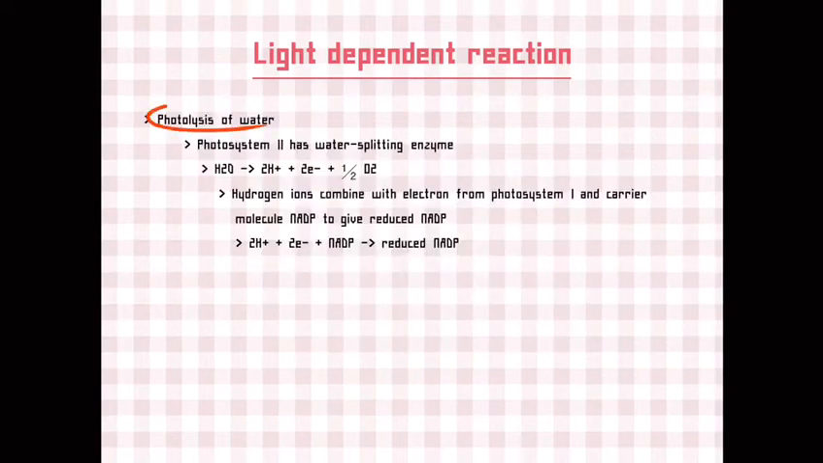To talk more about the photolysis of water, it is basically the splitting of a water molecule into hydrogen, electrons, and oxygen. Photolysis of water only happens in non-cyclic photophosphorylation since the enzyme that breaks down water molecules is secreted in photosystem 2. This is the equation for photolysis of water. In this reaction, oxygen acts as a waste material. Hydrogen ions can combine with electrons from photosystem 1 and the carrier molecule NADP to give reduced NADP.